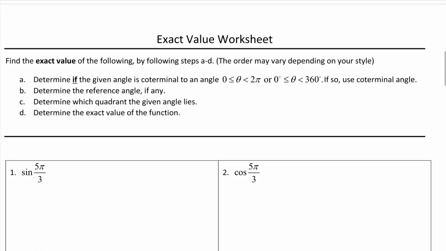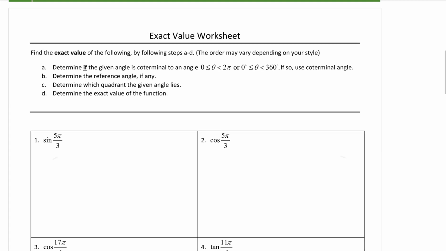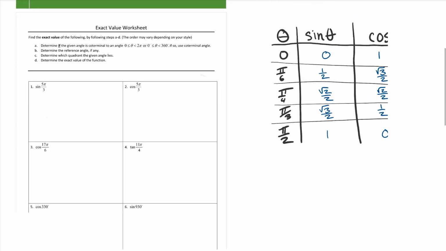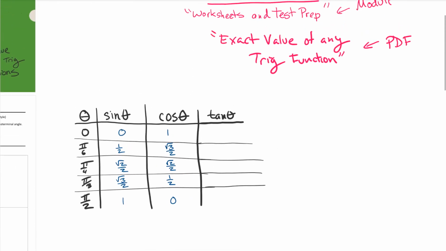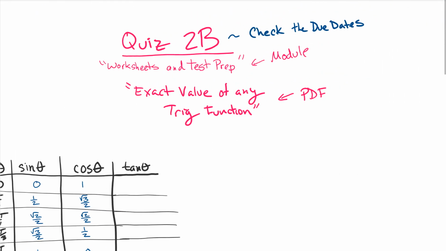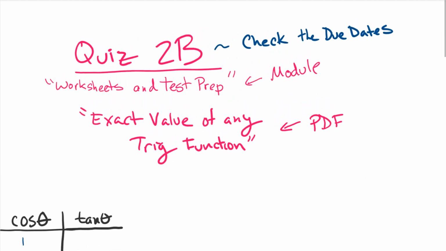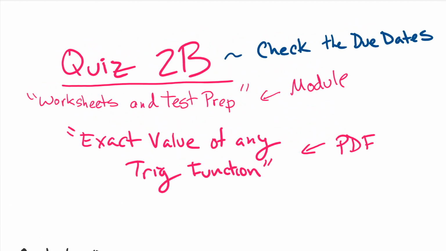So here's an exact value worksheet. There you go. And this is under worksheets and test prep. You can find this if you like. And why even do it? Why even say you have a quiz? This is your quiz. It's quiz 2B. So you need to fill out this worksheet, and you're going to be able to find it in the same place you found quiz 2A. It's under worksheets and test prep. That's the module. And then you're going to want to go and find it as the PDF. It's called exact value of any trig function.